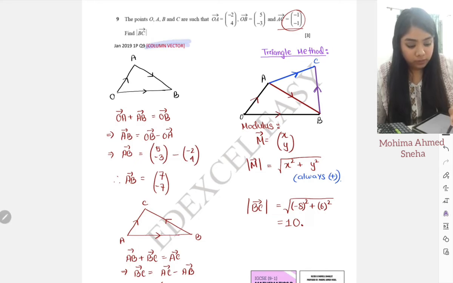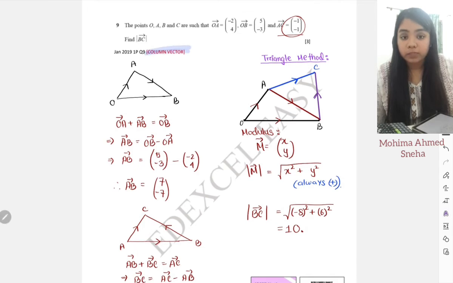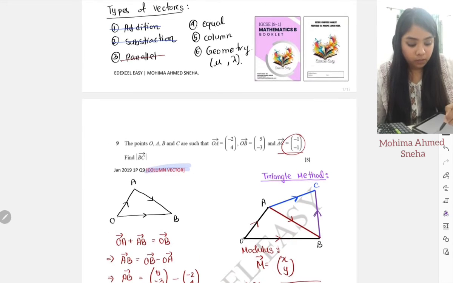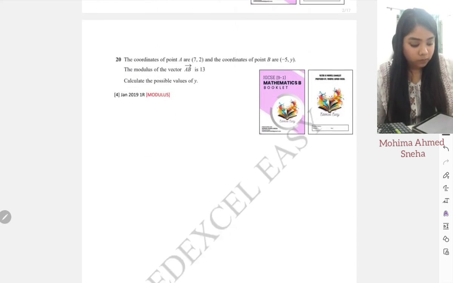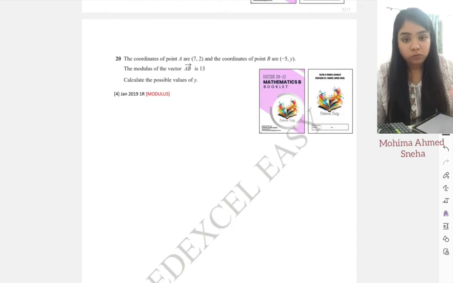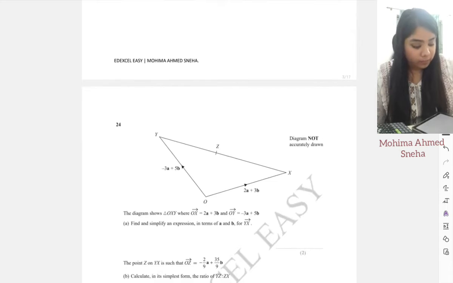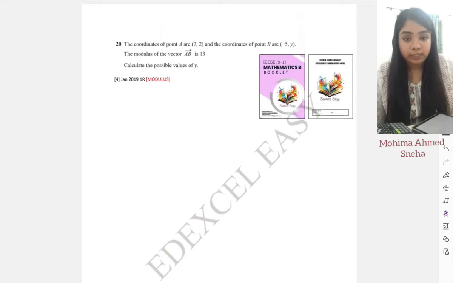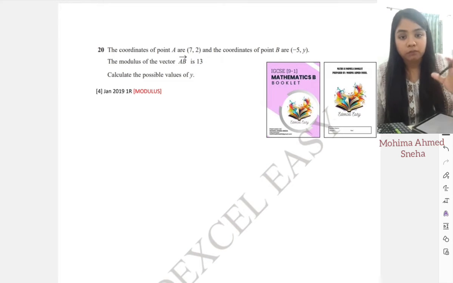Okay, that is it for column vectors and modulus as a combination. So we are done with column vectors and modulus. I think we have another question with column vectors, and from then on we have vector geometry. For vector geometry, as I've already stated, there is nothing new over there. It's just a combination of all the types of maths that you have seen so far for vectors, combined into one.